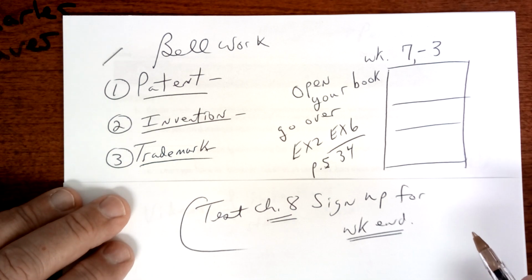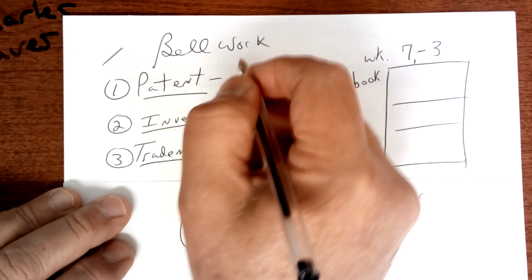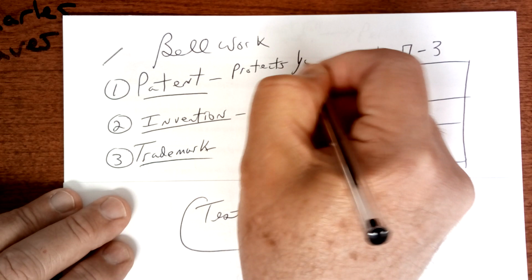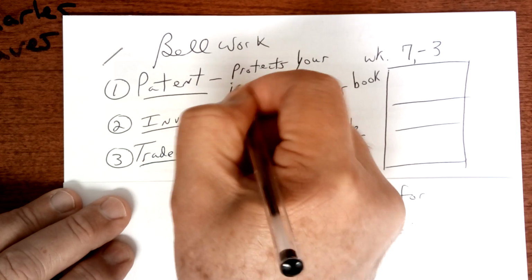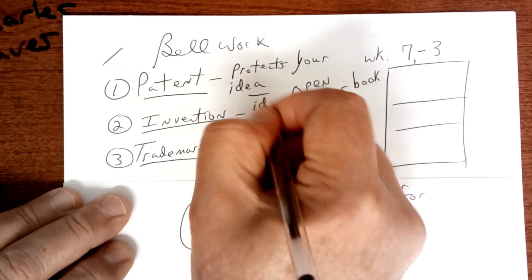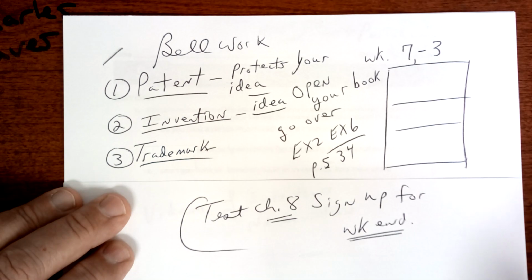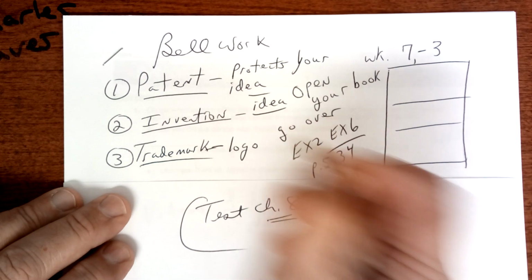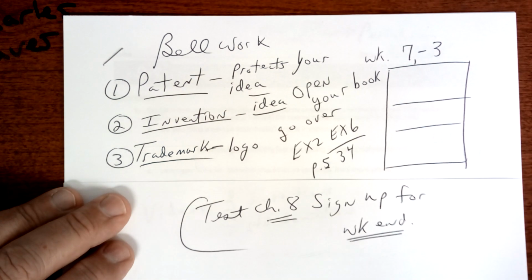A patent protects your idea or invention. Okay, an invention is an idea. It could be a modification of something that already exists. That would be called an innovation. A trademark is a logo, like the Toyota or Chrysler logo.